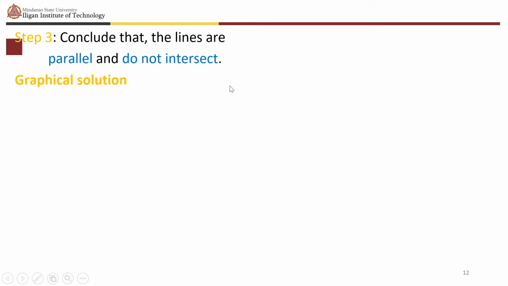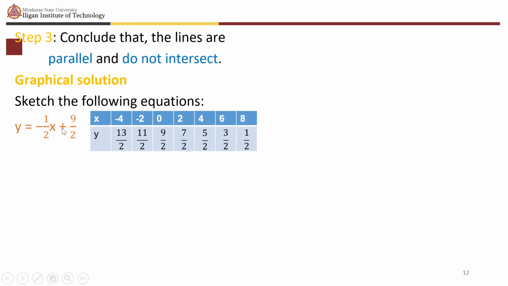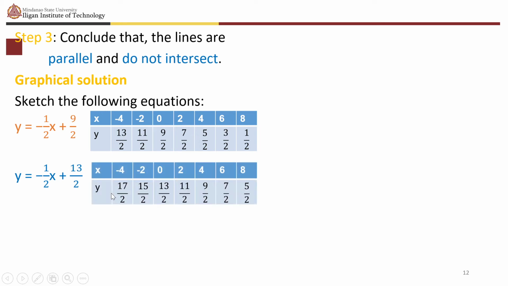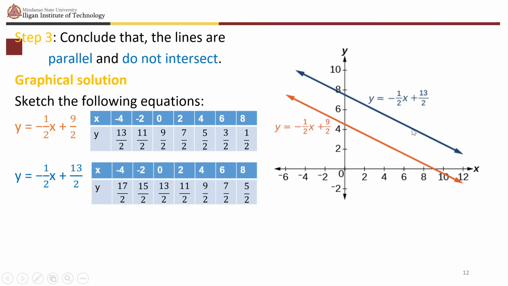So we can make use of the graphical solution by showing that indeed these two lines do not intersect and that they are parallel lines. So if you have this equation, we can compute for the value of y by substituting some values of x, and come up with the following. You can verify the values here later on. So we have these values, and when we sketch that, we come up with the following.